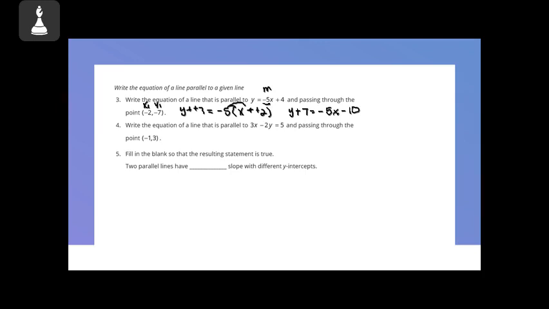And our last step is to get y by itself. So I need to get rid of that plus 7. I'm going to subtract 7. Y equals negative 5x minus 17. And I know they're parallel because both slopes are negative 5.